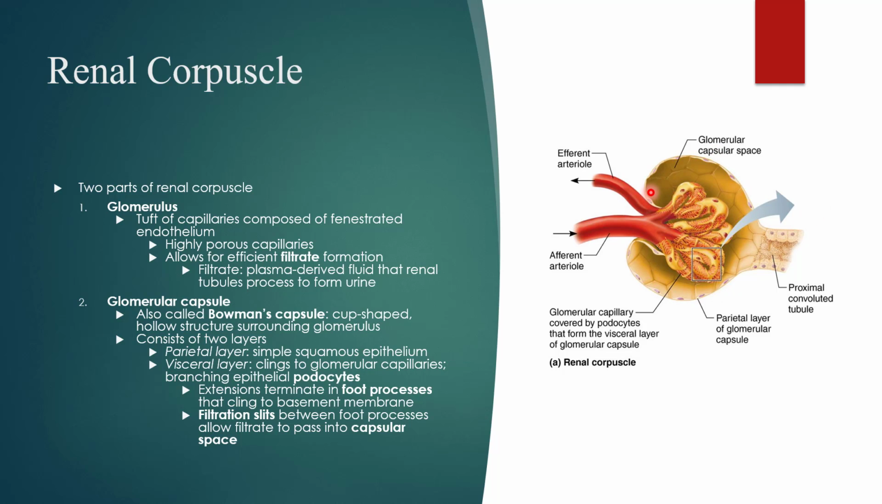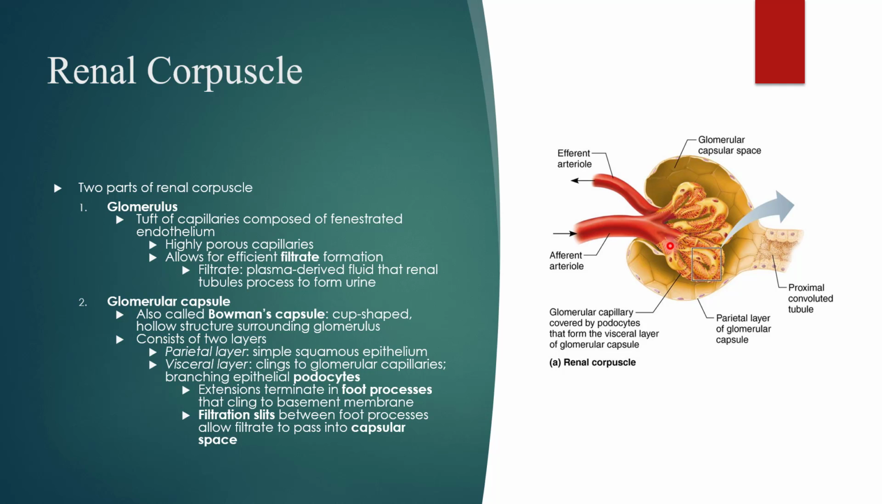Okay, so the glomerular capsule is also known to be the Bowman's capsule. This entire thing here is the Bowman's capsule. It's a cup-shaped hollow structure that surrounds the glomerulus, and it's made up of two layers. The parietal layer is this outer section right here. It's made up of simple squamous epithelium.